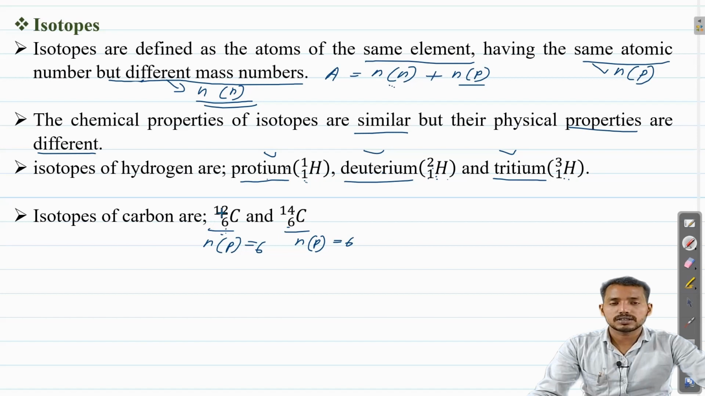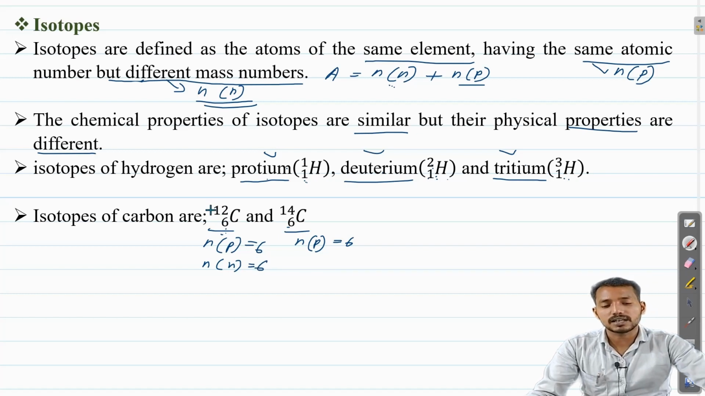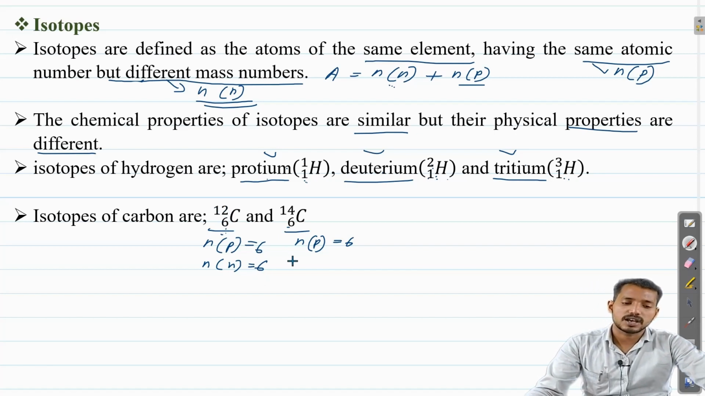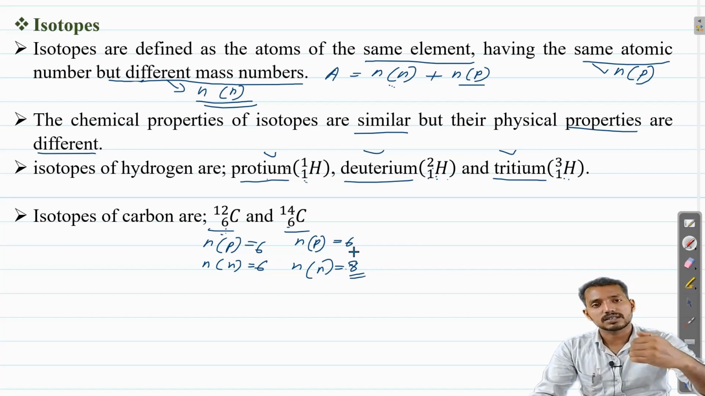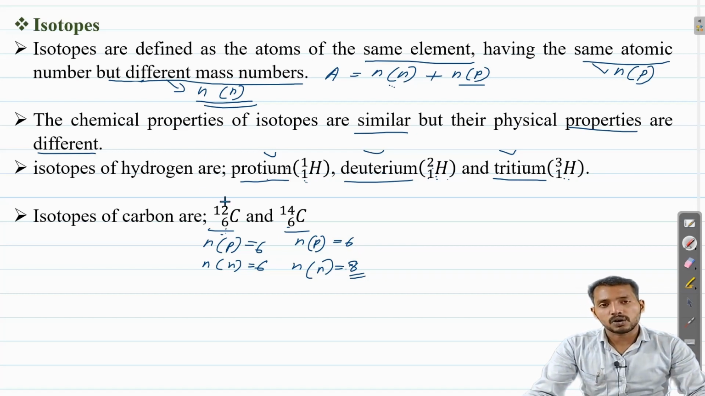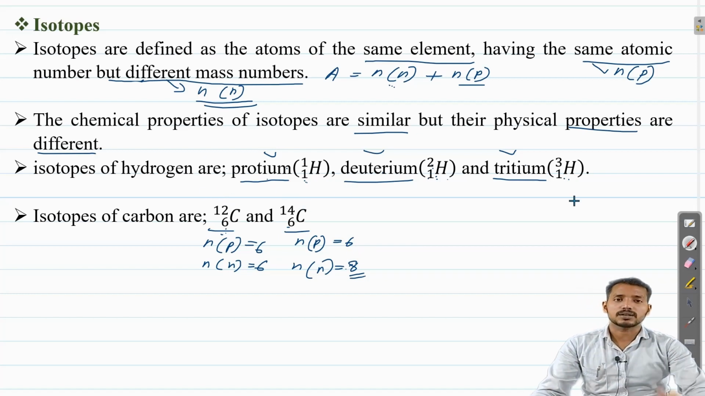And here, the number of neutrons is 12 minus 6, that is 6. I already told you that to find the number of neutrons, subtract the atomic number from the mass number. So 12 minus 6 is equal to 6. And what is the number of neutrons here? 14 minus 6 is equal to 8. That means the number of neutrons is different. And this is the normal carbon atom and this is the radioactive carbon atom.